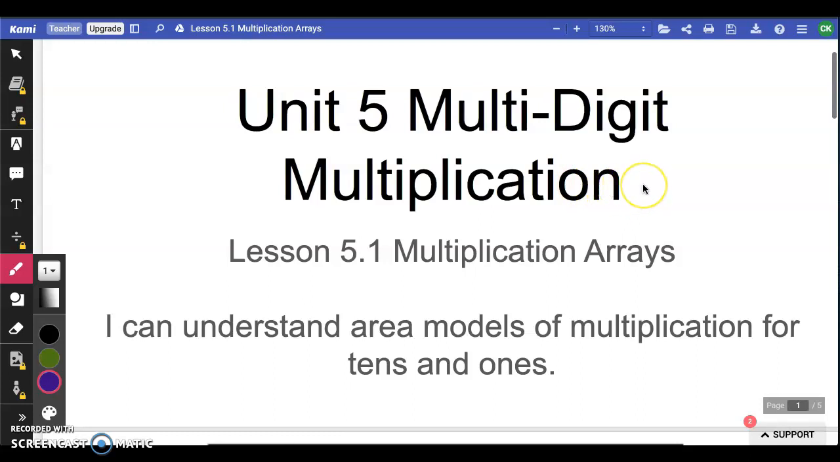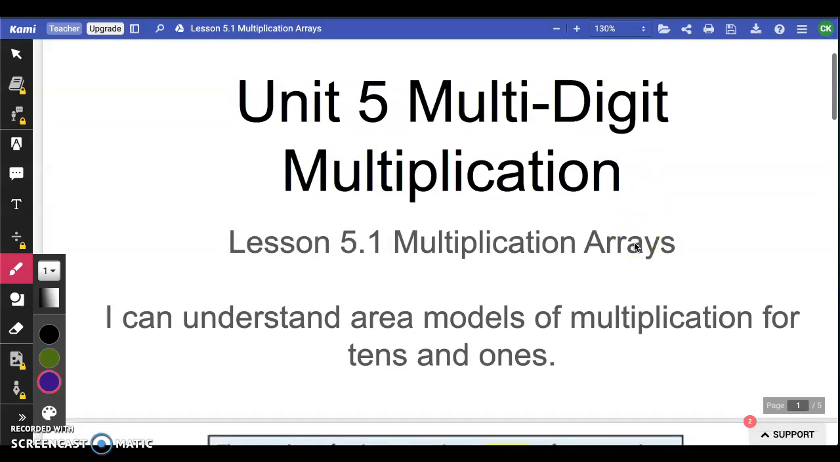Today we are starting Unit 5, Multi-Digit Multiplication. Today we're doing Lesson 1, which is Multiplication Arrays. Our learning target is: I can understand area models of multiplication for tens and ones.